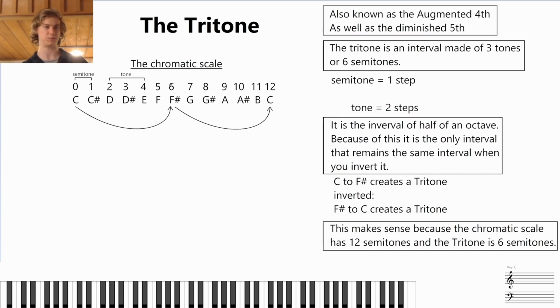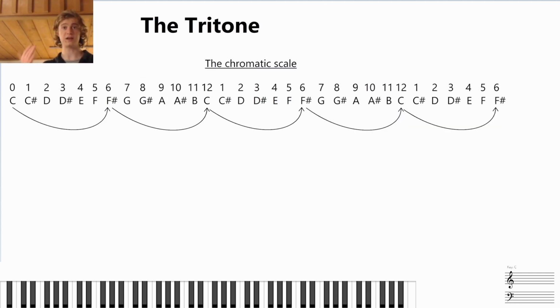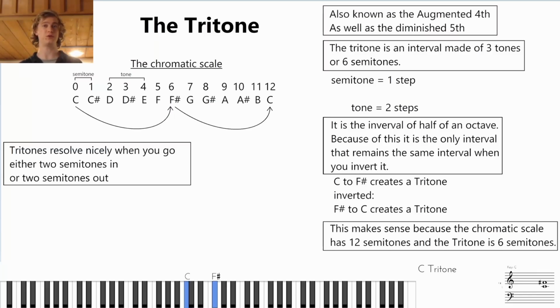And then if we do 6 plus 6, we end up on C. And because of that, if you keep going from C to F sharp to C to F sharp to C to F sharp to C to F sharp, you have tritones the entire time, and you keep just going up those tritones because you're just going up those 6 intervals, and in the chromatic scale you only have the 12 notes. Tritones resolve nicely when you go either 2 semitones out or 2 semitones in.